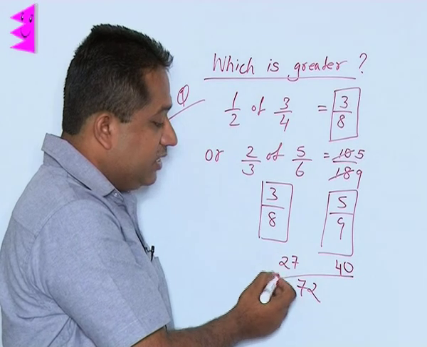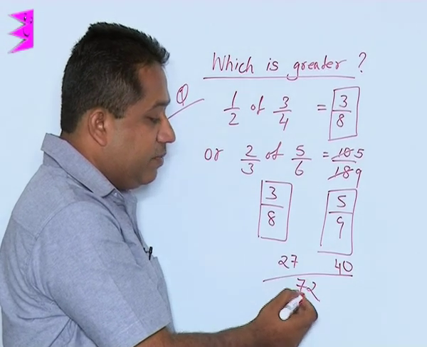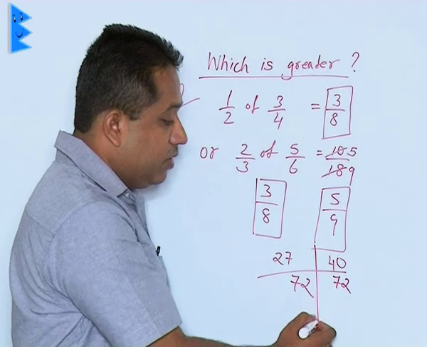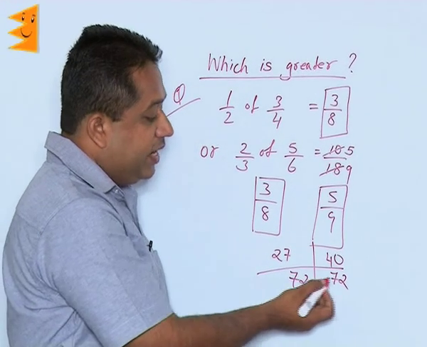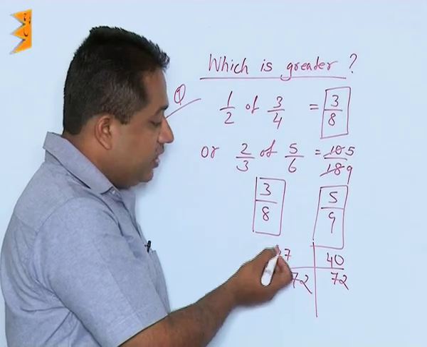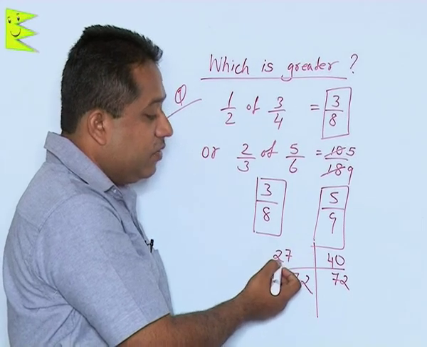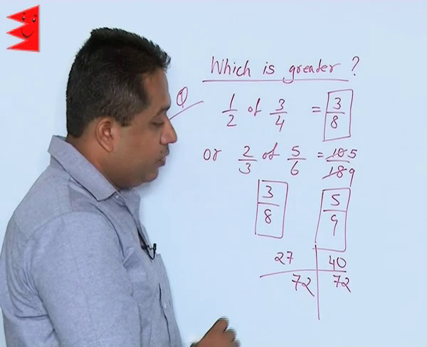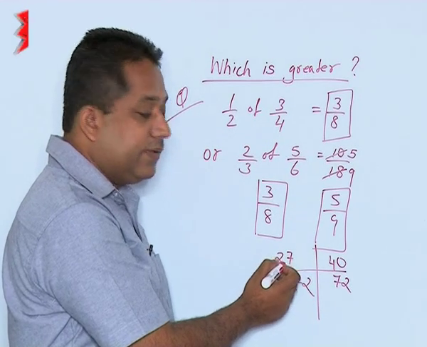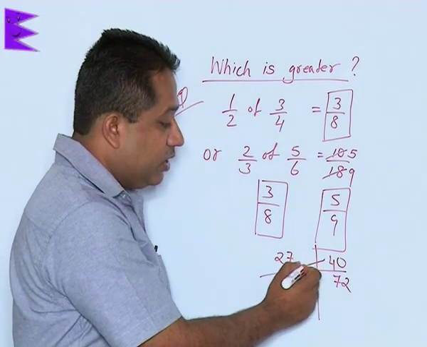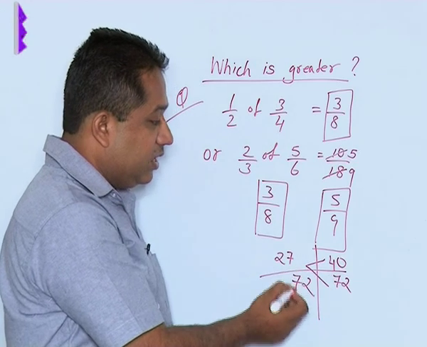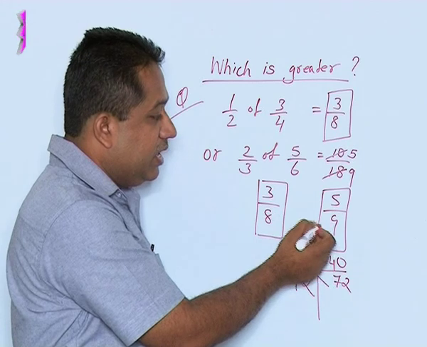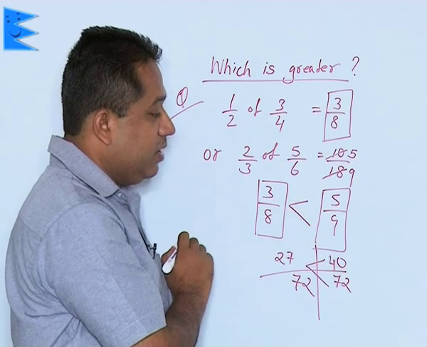So, on one side we are having a value 27 by 72, and the other side we are having a value 40 by 72. Now, denominators are same. So, we just have to look at the numerators. Wherever the numerator is greater, that fraction will be greater. So, we know that 40 is bigger than 27. So, I can say that 40 by 72 is greater than 27 by 72, which implies that 5 by 9 is greater than 3 by 8.